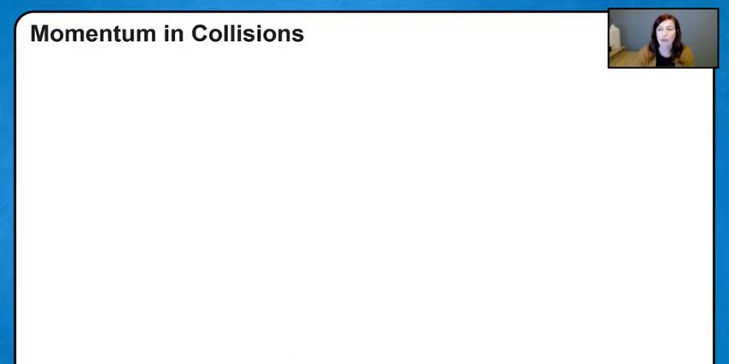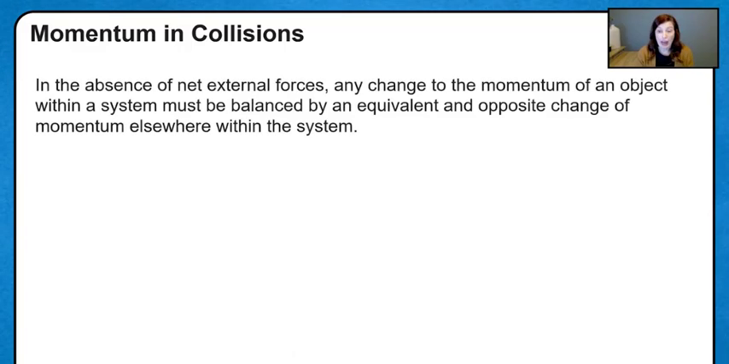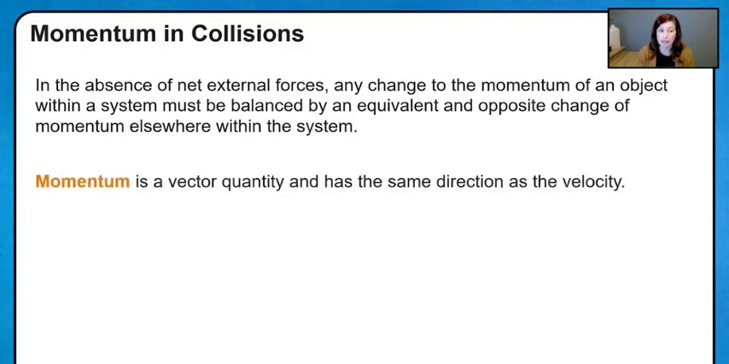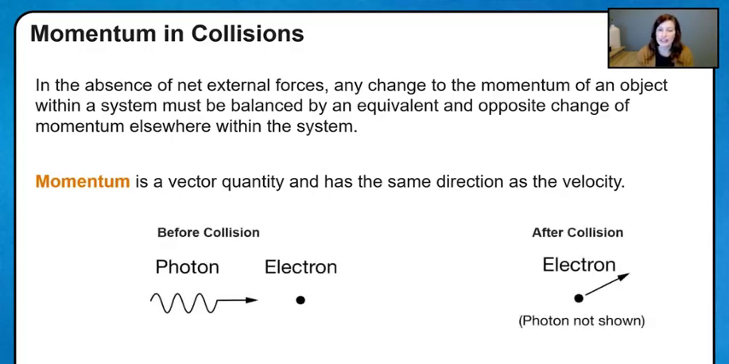Now let's look at this from a momentum perspective. In the absence of net external forces, any change in the momentum of an object in the system must be balanced by an equivalent and opposite change in momentum somewhere else in the system. That's conservation of momentum. Remember that momentum is a vector quantity and it has the same direction as the velocity. The photon is initially moving to the right, so it has a rightward momentum, and the electron has no momentum. So let's add a coordinate system so that we can better describe the momentum of the system.